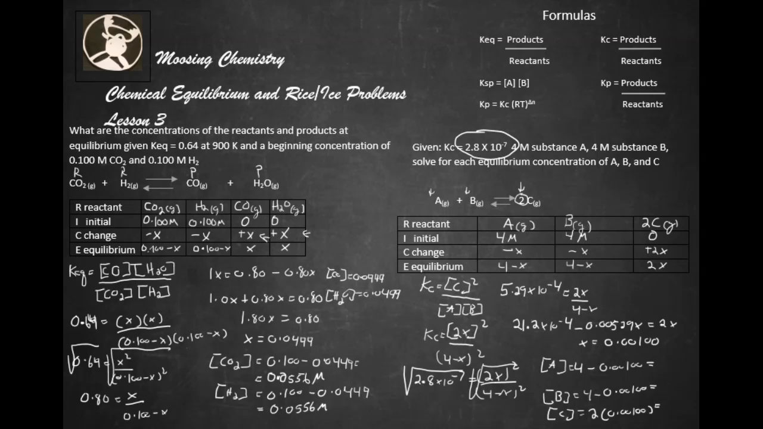So let's get our answers here. Okay, so let me get my calculator. 4 minus 0.00100, and that's going to give me 3.999. Same thing here, 3.999. And last but not least, 2 times 0.00100, and that's going to give me 0.002.